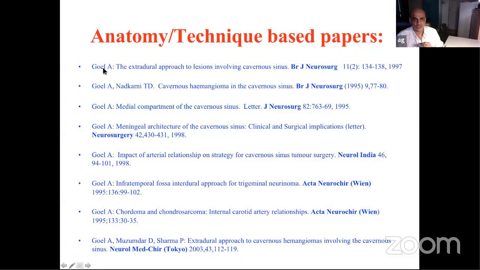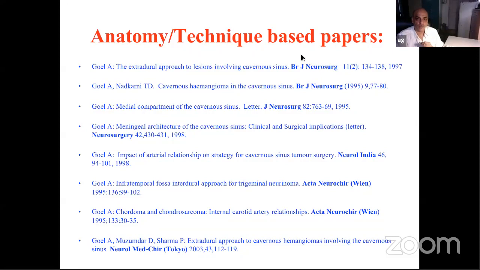As I mentioned the other day, the extradural approach to tumors involving the cavernous sinus was the first article in the literature. That does not in any way diminish the great contributions of Vinko Dolenc in developing an extradural approach to aneurysms of the cavernous sinus. I have had a very personal friendship with Vinko Dolenc for a very long time. And this contribution of mine is based on his contributions on vascular anatomy.